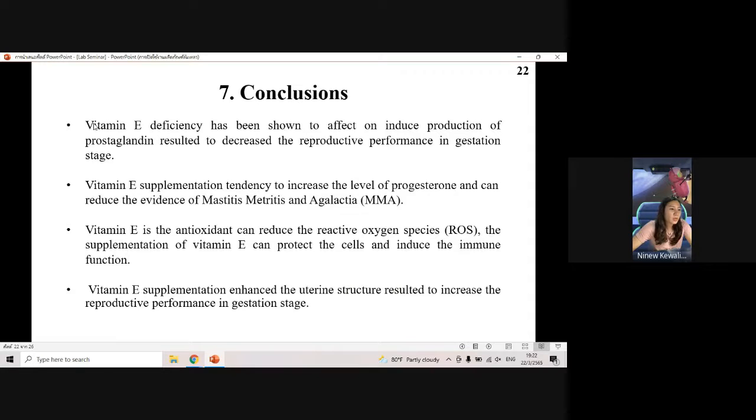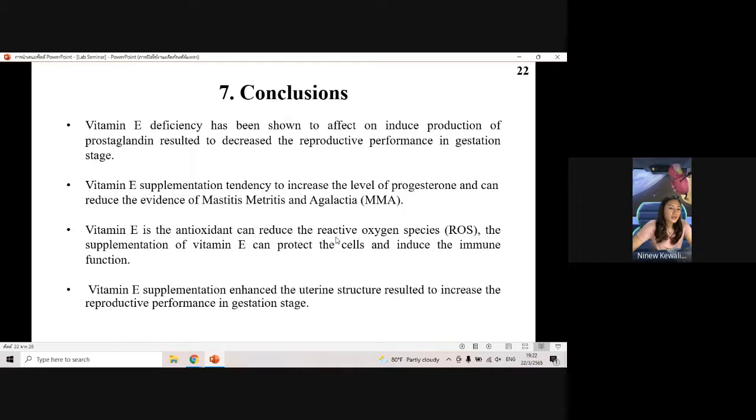So we can conclude that vitamin E deficiency has been shown to affect the induced production of prostaglandin, resulting in decreased reproductive performance in the gestation stage. But vitamin E supplementation tends to increase the level of progesterone and can reduce the incidence of MMA. Also, vitamin E is an antioxidant.